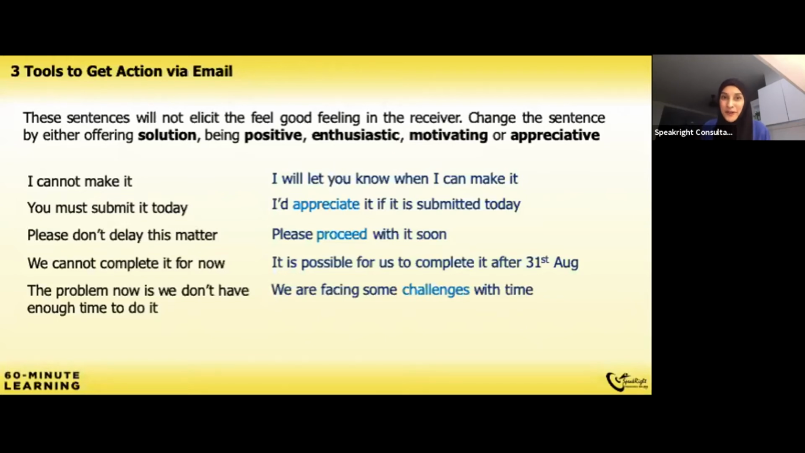Excellent, Will. Instead of saying problem, there is a better way to tell them, yes, it is a problem, but this problem is not a problem to me. I can do it. So use the word challenge. We are facing some challenges with time. So I hope you take note of all these phrases and words because they change the tone and they make the receiver feel different.